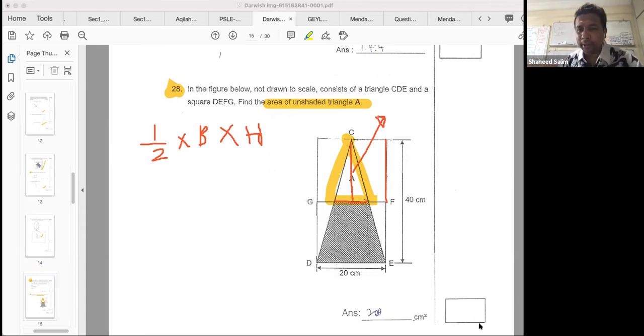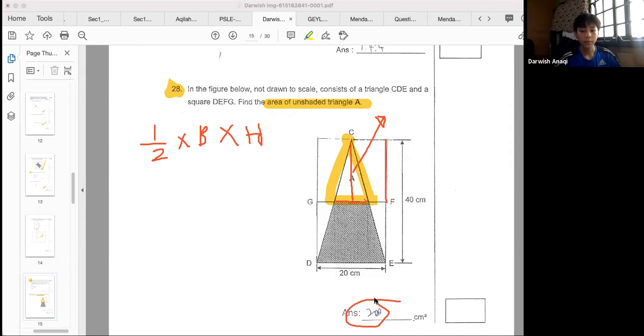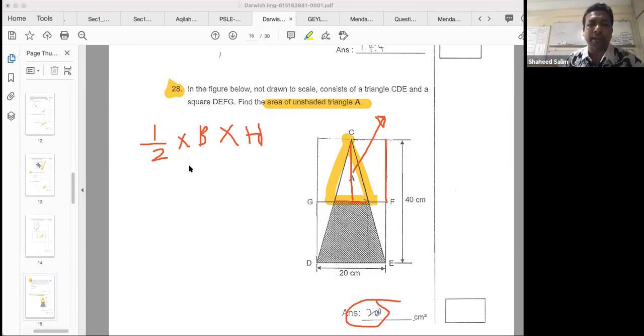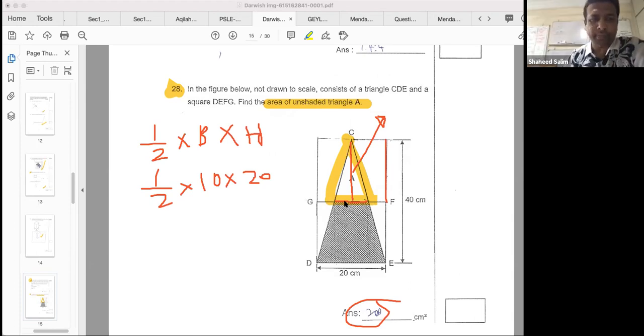How do you get 200 on here? 10 times 20. 10 times 20, but your formula has a half, what? So must be half times 10 times 20. Correct? So you are saying this is 10. Yeah, you're correct. Now, why do you think you're correct? Because this is half of this. Half of 40 is 20. Half of 20 must be 10.